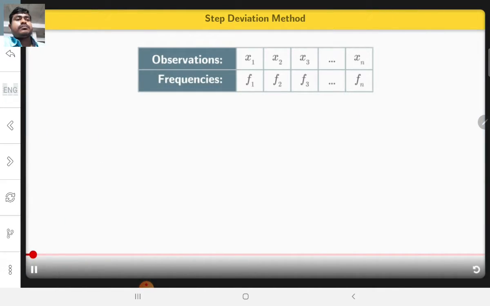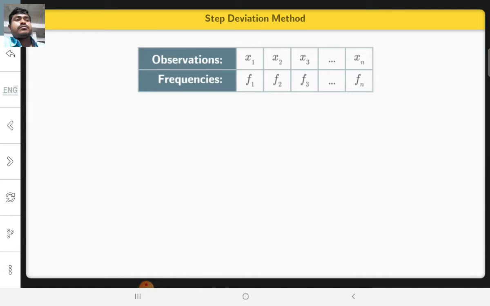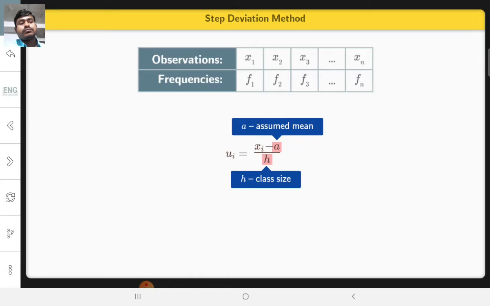Let us learn another method to find the mean, called the step deviation method. Here x1, x2, x3 and so on till xn are n observations with corresponding frequencies f1, f2, f3 and so on till fn. We can now calculate the step deviation ui for each value of i, where a and h are the assumed mean and the class size.